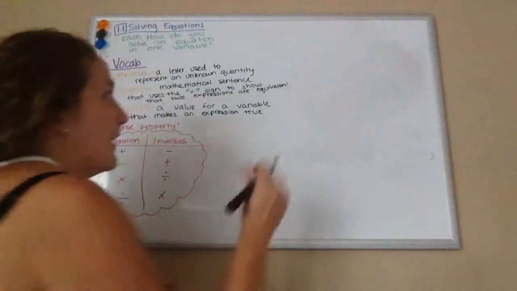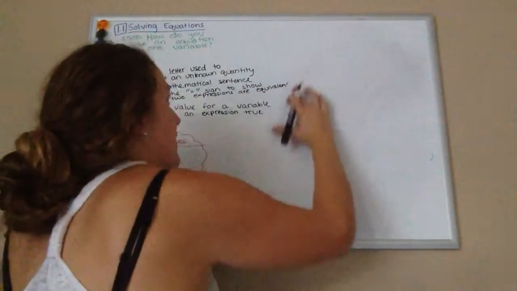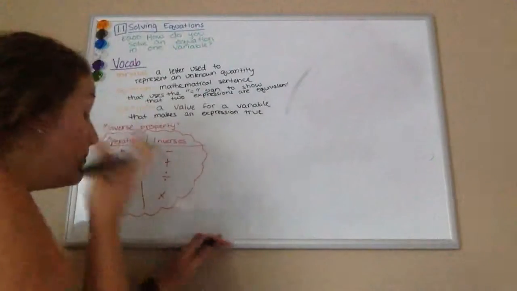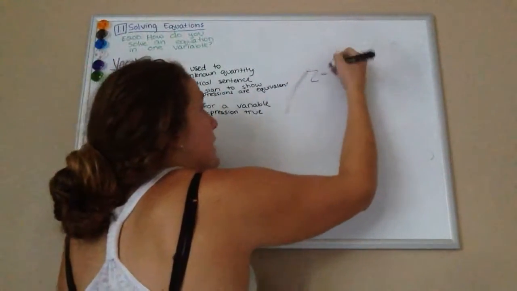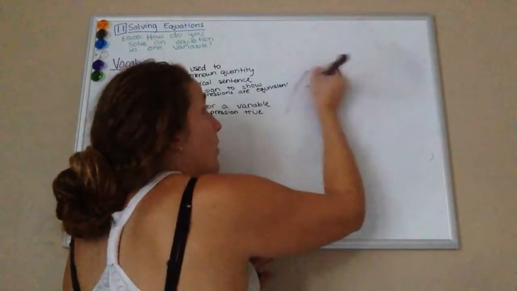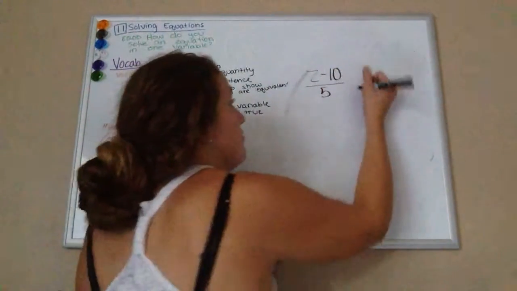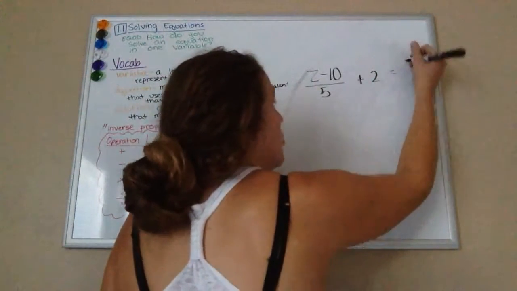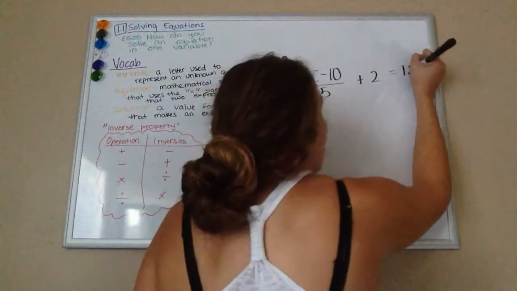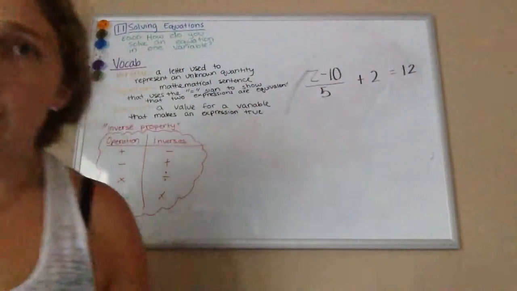Right? But let's do a challenging one. So let's do maybe like a 2 or 3 step one. Let's go z minus 10 over 5 plus 2 is equal to 12. Alright, let's try this one out.